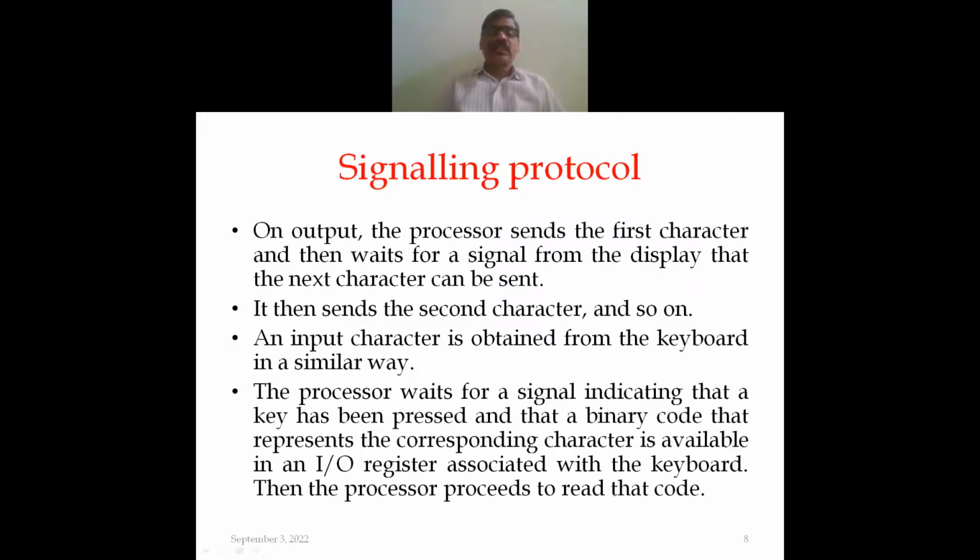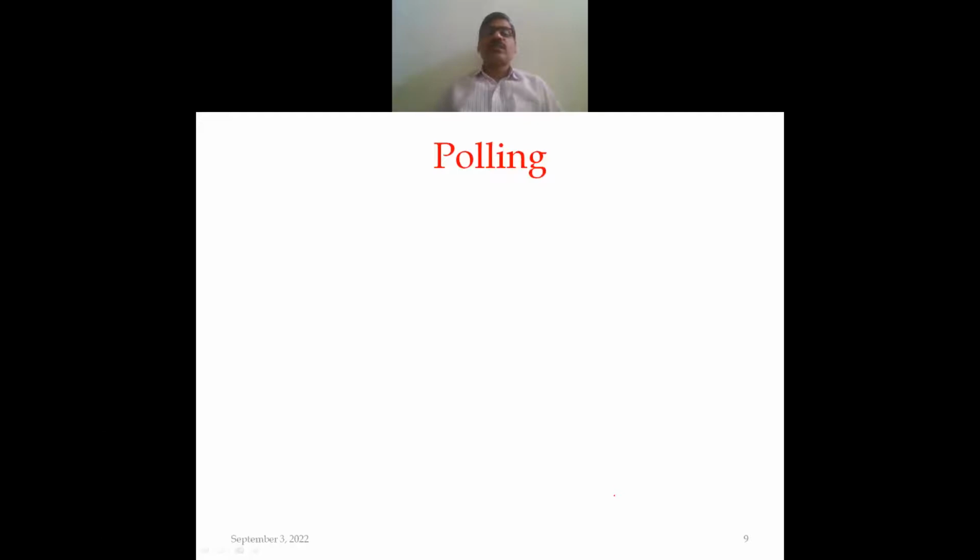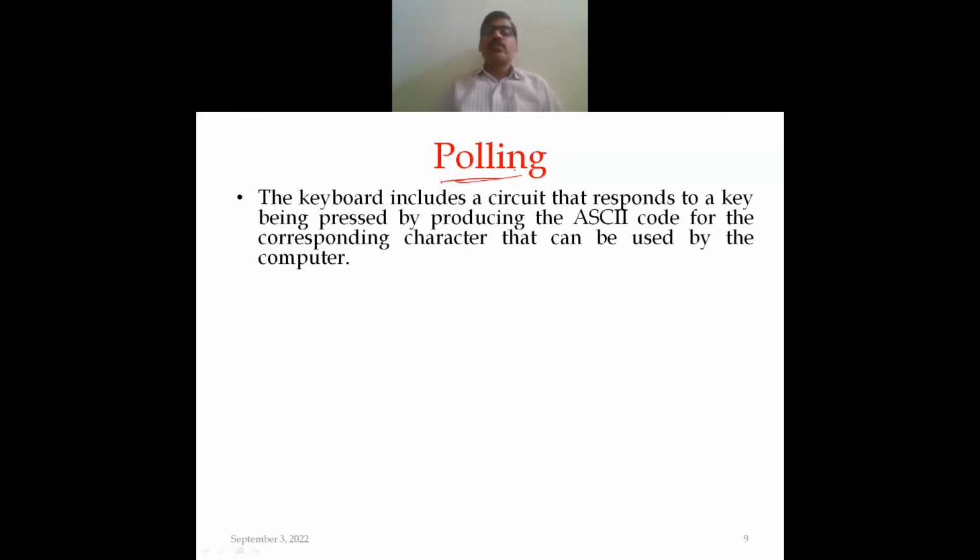The processor waits for a signal indicating that a key has been pressed and that the binary code which represents the corresponding character is available in an IO register associated with the keyboard. Then the processor proceeds to read that code. The second method is what we call the polling method. The keyboard includes a circuit that responds to a key being pressed by producing the ASCII code for the corresponding character that can be used by the computer.